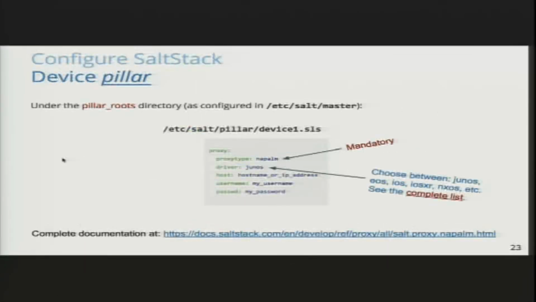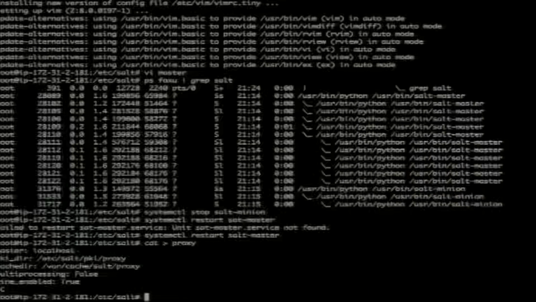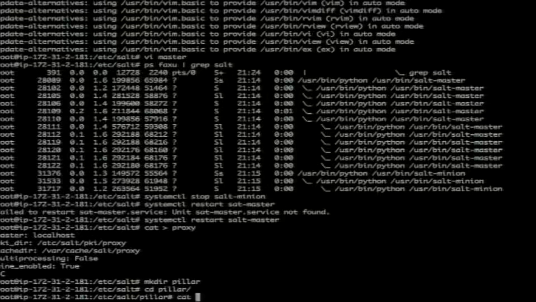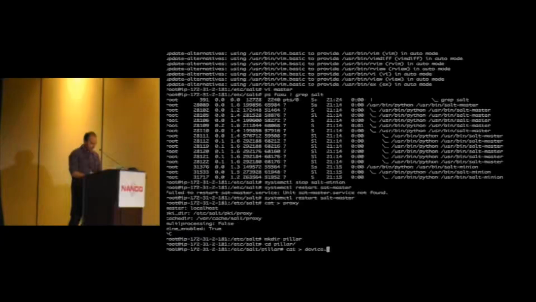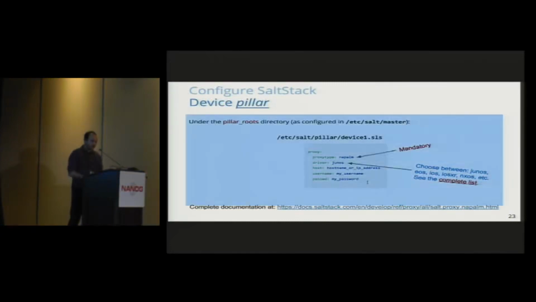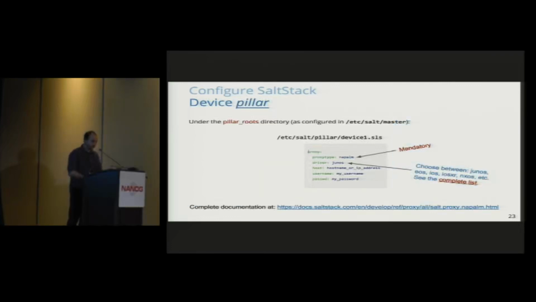Okay. Now we need to create one pillar per device. We make the directory of the pillar, go under this directory, and create device1.sls. The extension of the file is .sls, SLS meaning SaltStack, and it is YAML plus Jinja at the same time. You need to place this content where we have the proxy type, which has to be napalm.